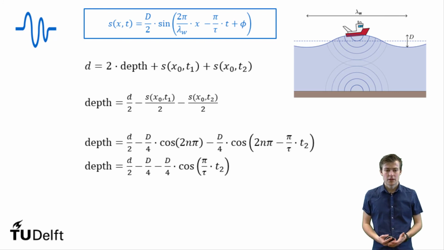And for cosines, negative values and positive values are both the same, so we can forget about the negative sign. This is our final expression for the depth, which is small d over 2 minus capital D over 4 minus capital D over 4 times the cosine of pi over tau times t2.